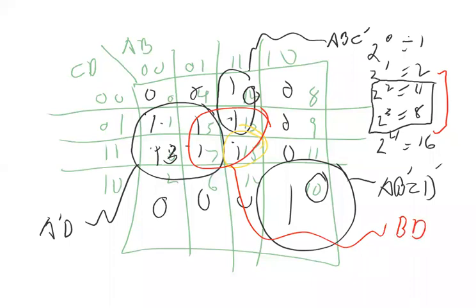So now the question is, how many loops can we make in the following KMAP? And I got to count them. Well, there's 1, 2, 3. Looks like 4 to me. And 4 is the answer.